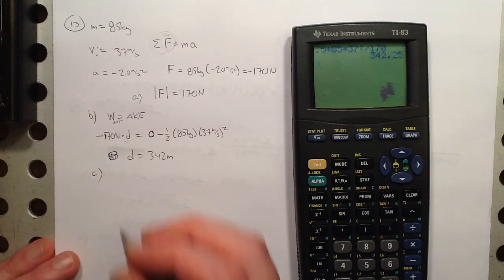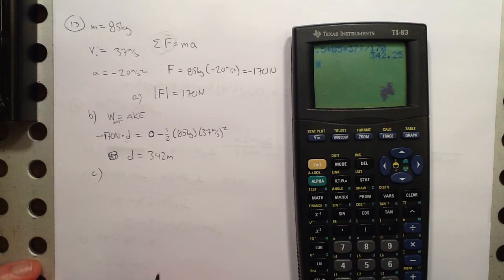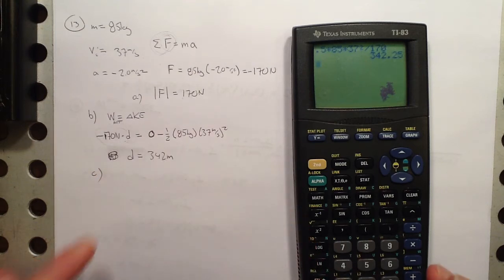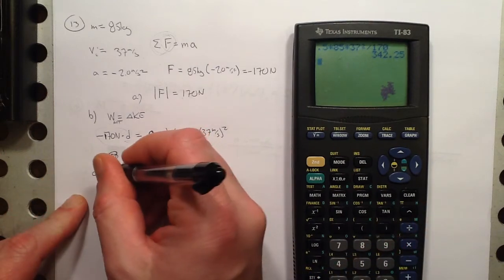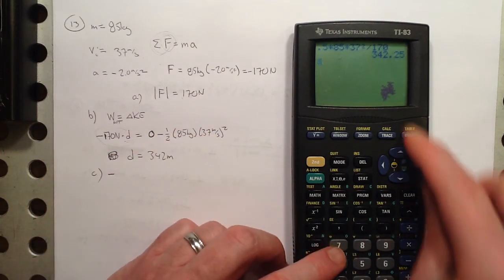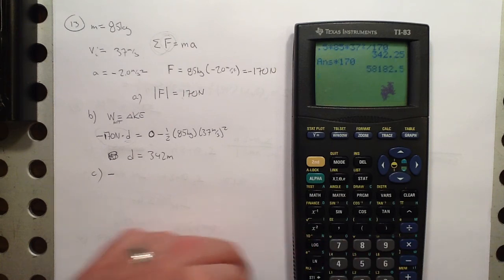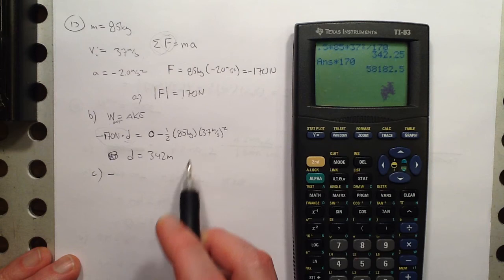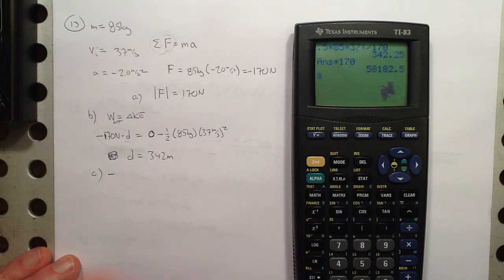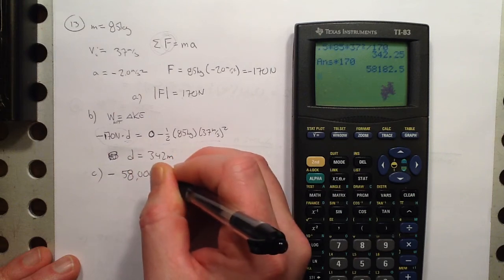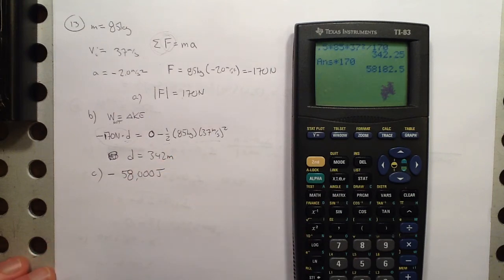And that agrees with the book, just checking. And part C, what work is done on them by the force? Well, the amount of work that's done is force times distance, so that's negative what we just got times 170. And you could also have got that from this side of the equation, right? So about 58,000 joules, negative 58,000 joules.